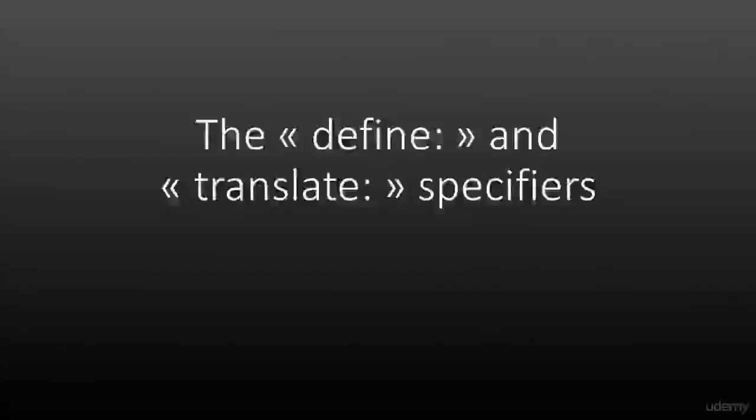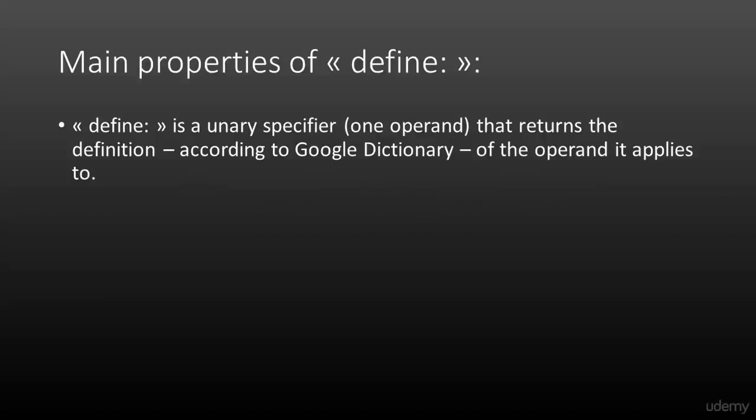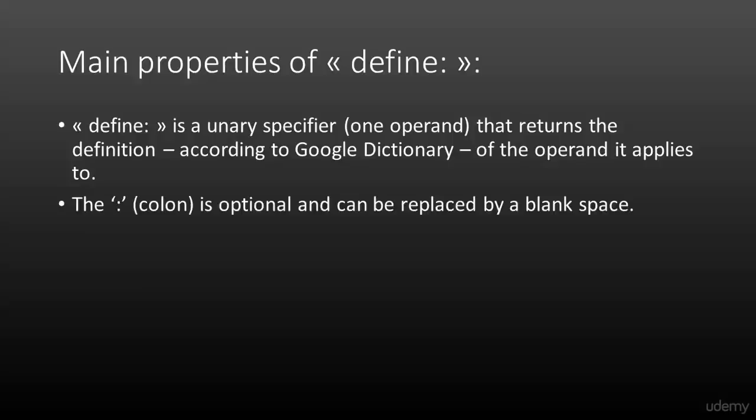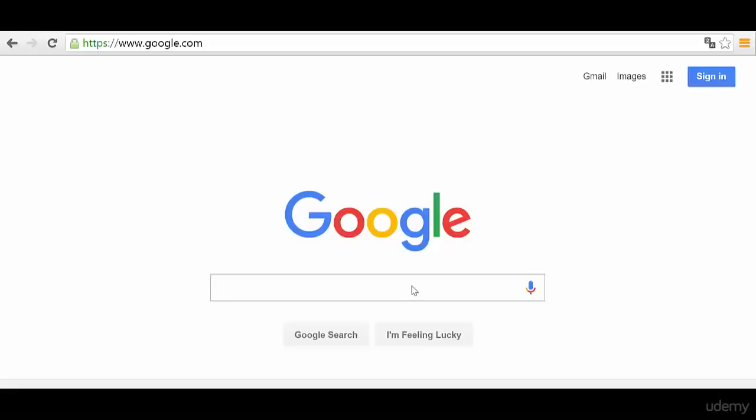Welcome to the section on the define and translate specifiers. The define specifier is a unary specifier. It takes one operand and it returns a definition according to Google Dictionary. The colon is optional and it can be replaced by a blank space. So for example, if you want to define, say, the word love, you can write define colon love, or you can write define blank space love.